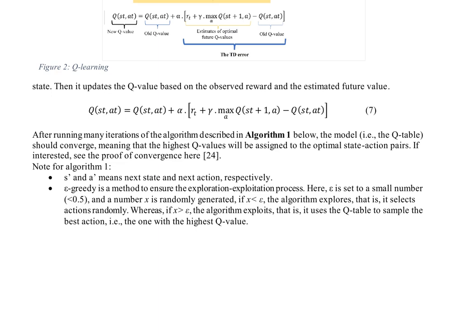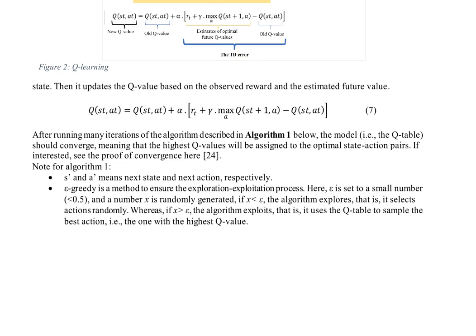The update rule is given by equation 7, where alpha is the learning rate, and gamma is the discount factor. The algorithm iteratively updates the Q-table using the epsilon-greedy method, which ensures exploration and exploitation. Algorithm 1 outlines the Q-learning procedure, which initializes the Q-table arbitrarily and repeats for each episode.